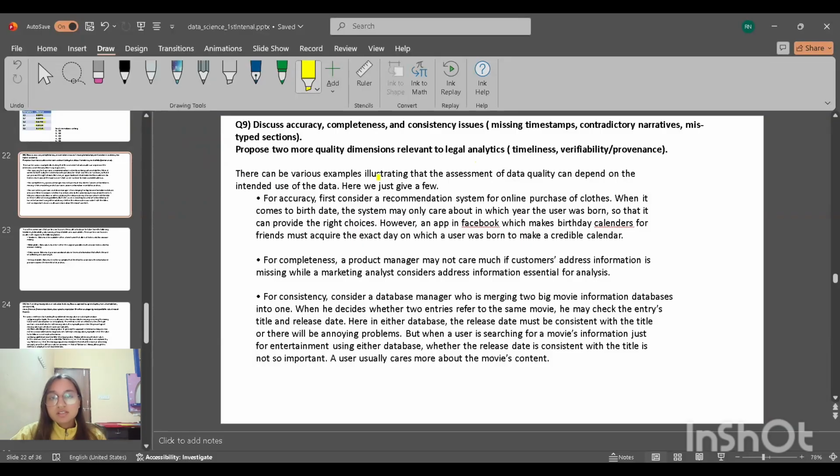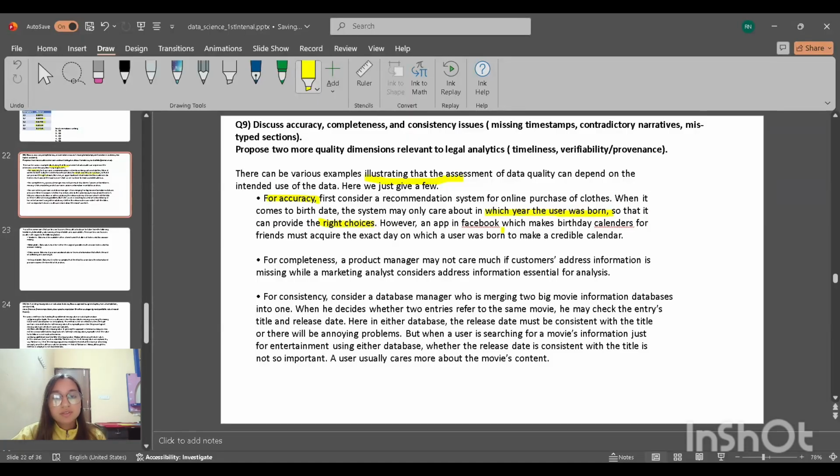There can be various examples illustrating that the assessment of data quality can depend on the intended use of data. Here we just give a few. For accuracy, first consider a recommendation system for online purchase of clothes. When it comes to birth date, the system may only care about which year the user was born so that it can provide the right choices.